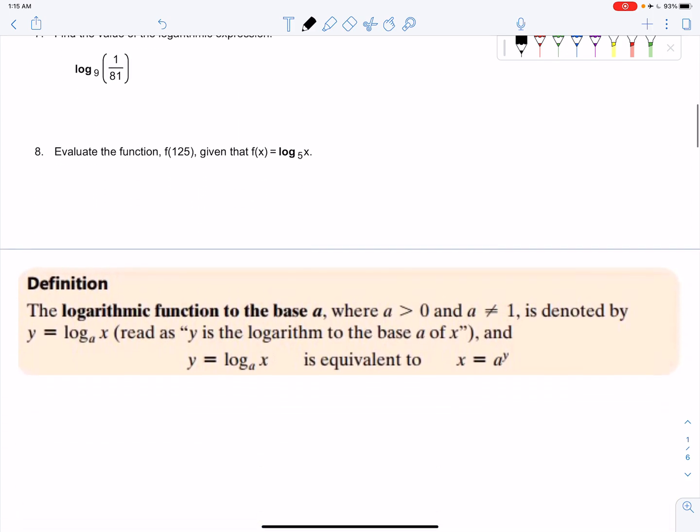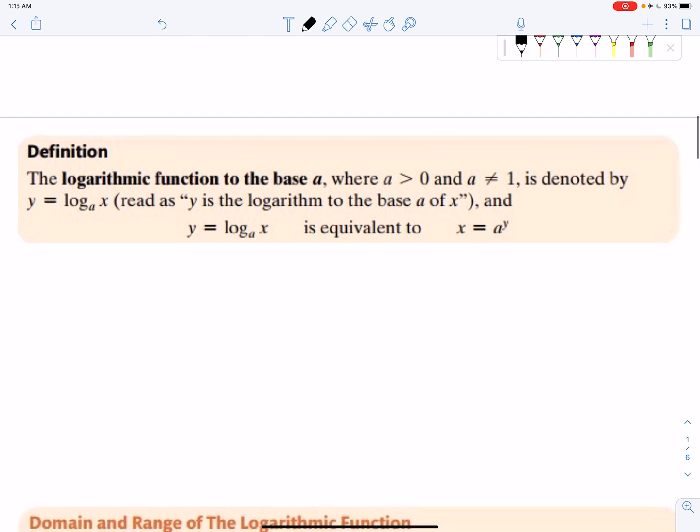Now, 8.3 comes from a section called logarithmic functions, and let's go ahead and define that for us. I cut this out of the book with a screenshot, and this gives us the definition. It says the logarithmic function to the base a, where a is greater than 0 and a cannot equal 1, is denoted by y equals log base a of x.